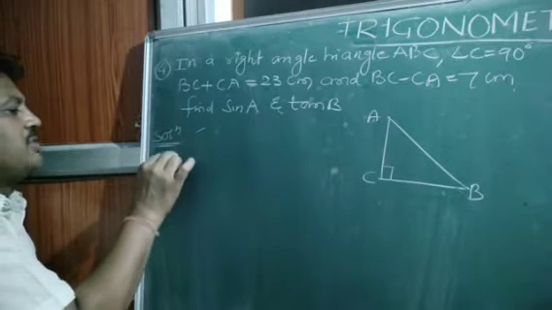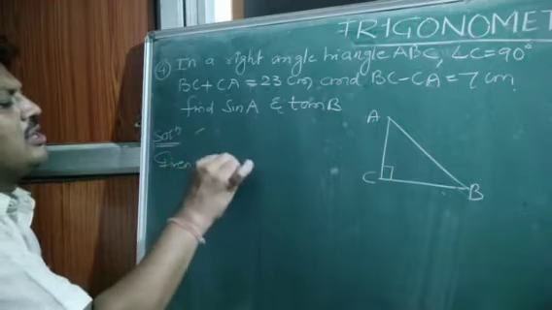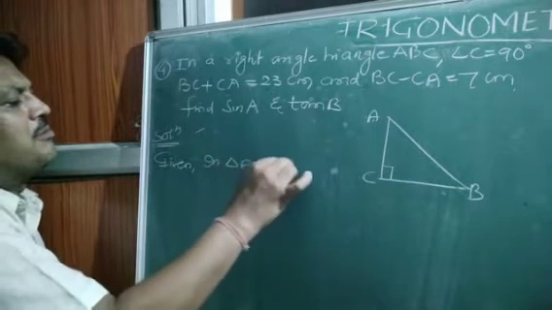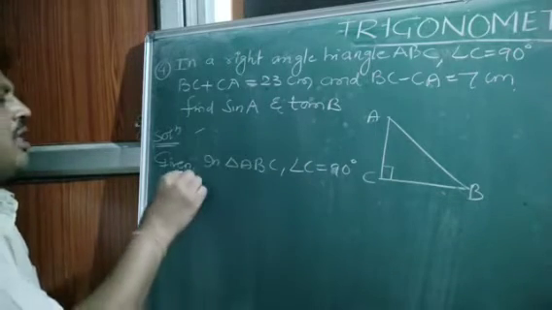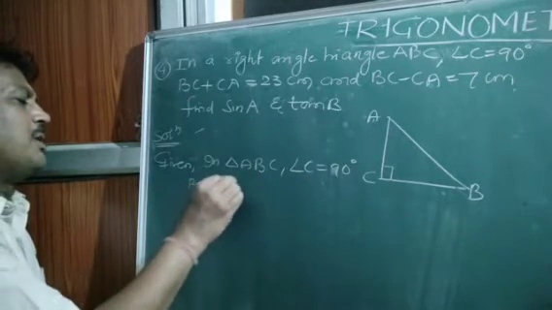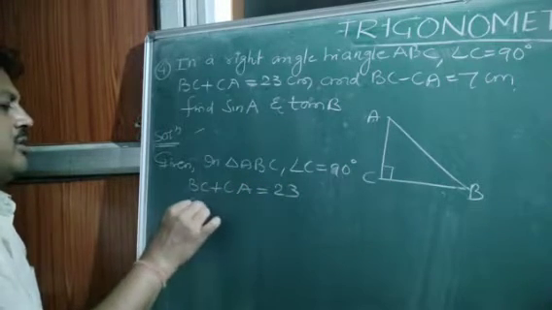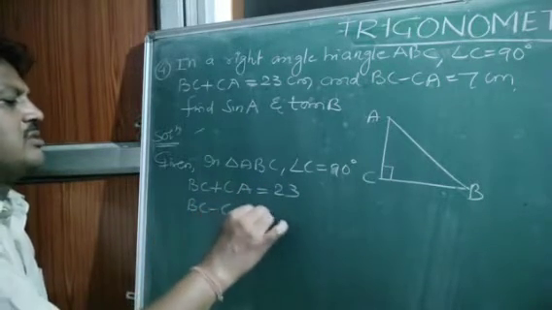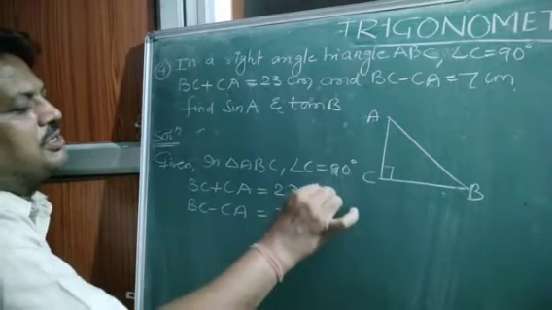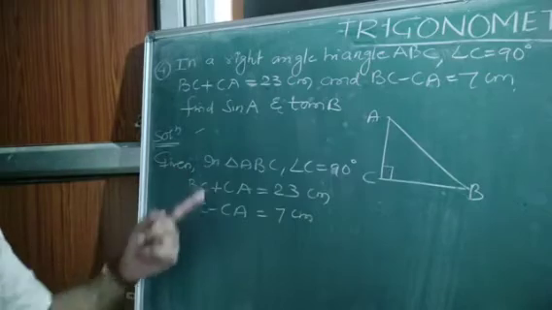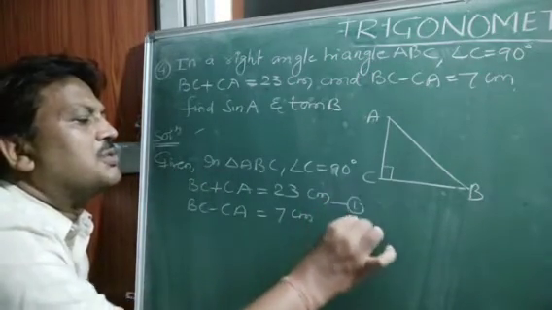So what is given, children? Given is, in triangle ABC, angle C is equal to 90 degrees, BC plus CA is equal to 23, and BC minus CA is equal to 7 centimeter. With the help of these two equations, we should solve that question.